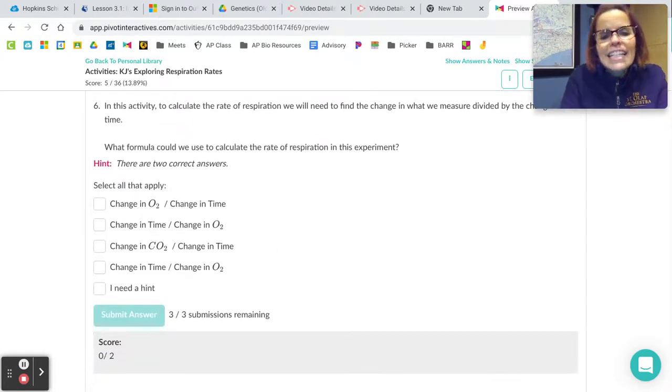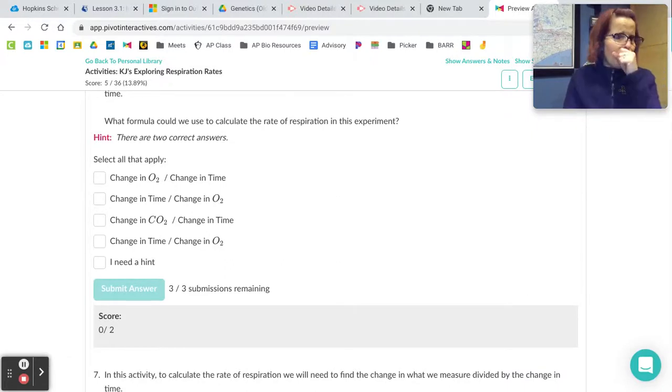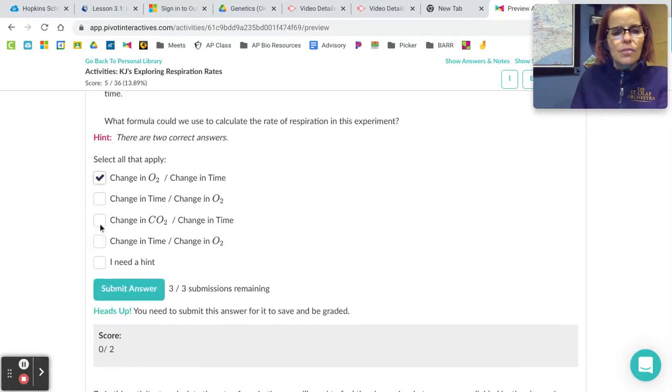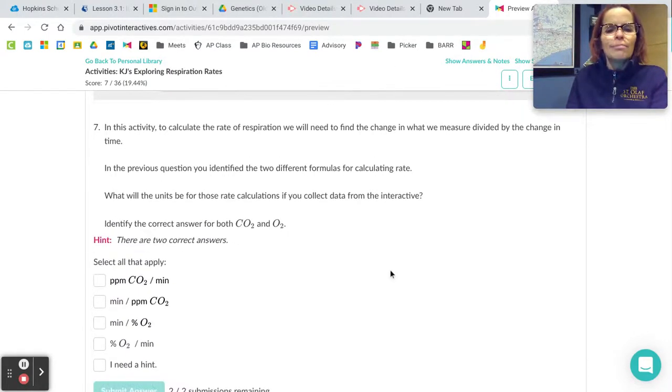Number 6, in this activity, to calculate the rate of respiration, we will need to find the change in what we measure divided by the change in time. So it says, what formula could we use to calculate the rate of respiration in this experiment? We could do the change in oxygen over time, and we can do the change in carbon dioxide over time. So these are the 2 correct answers. I told you this is easy at the beginning. None of it's hard. It's just especially easy right now.